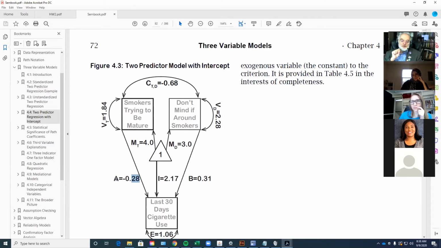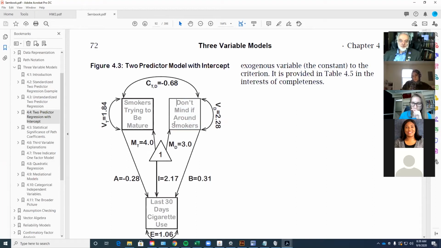In other words, if I were interested in looking at smokers trying to be mature and don't mind if I'm around smokers, I might assess those two items in mass testing and then select an equal number of people on the other variable for each level of the predictor. And in doing so, because I would have, for every person who answered strongly agree on mature here, I would have an equal number of people at all levels of smoking.